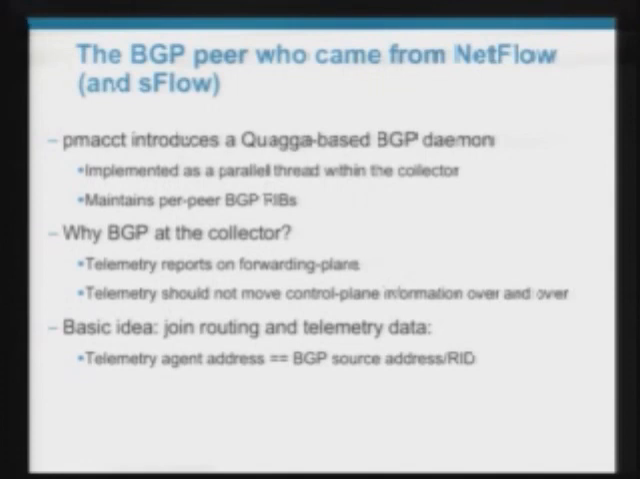So what is my idea on that? I don't know if there is any disagreement on this, is that the telemetry protocol should report on the forwarding plane, and it's a little bit suboptimal that we have a nice protocol like BGP and control plane information gets transferred over and over by NetFlow once again, right? So in my view, the optimal situation is that you get forwarding plane information from NetFlow, routing information from BGP, and then you join them together in the collector.